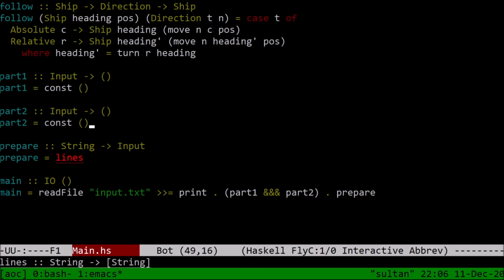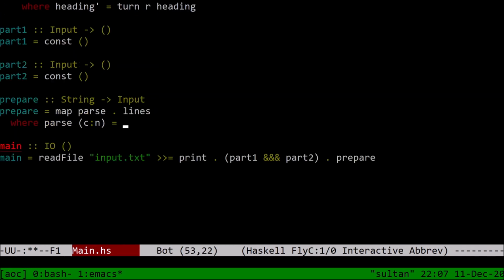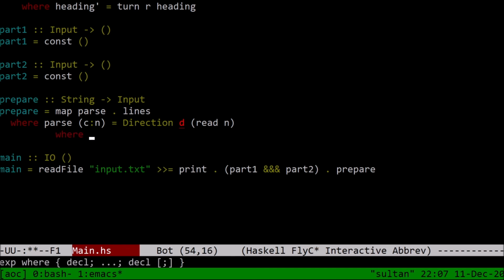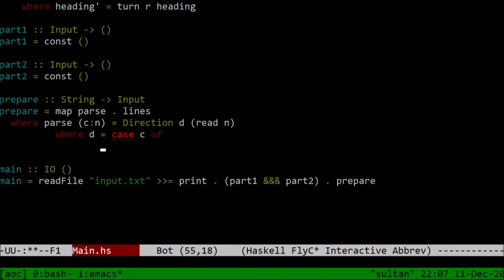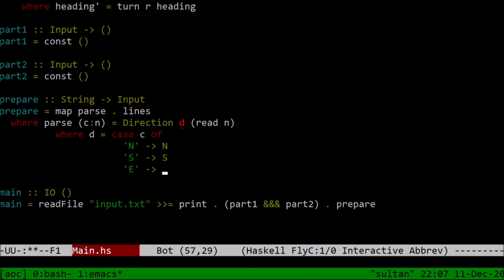Now we do need to parse something. And it's honestly so simple that I don't think we need text regex applicative to parse this input. It's just a single character and then the digits of a number, right? So I will say map parse lines, where parse of C n equals, where you're calling these directions, right? Direction D read N, where D equals case C of, and now we just have to write out all the characters we care about, which is kind of lame, but there you have it. N S. You could write this using generic or something.